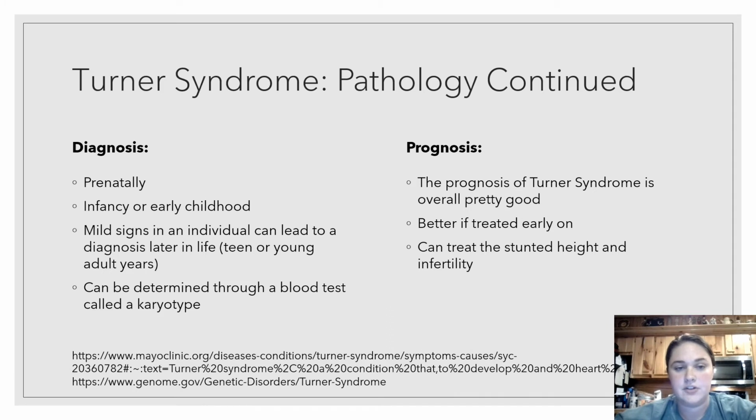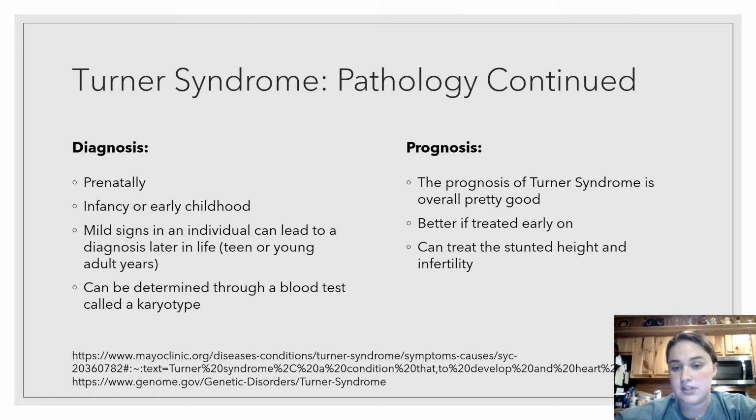More about the pathology includes the diagnosis and the prognosis of Turner syndrome. An individual can be diagnosed either prenatally, in infancy, early childhood, or in teen or younger years when their symptoms are more mild. A diagnosis can be determined through a karyotype, which is a blood test. Also, a doctor could lean towards a diagnosis when there are obvious signs or symptoms of Turner syndrome, such as the webbed neck or the short stature.